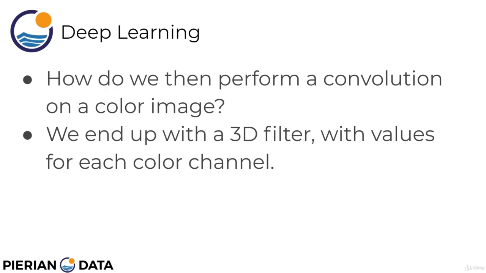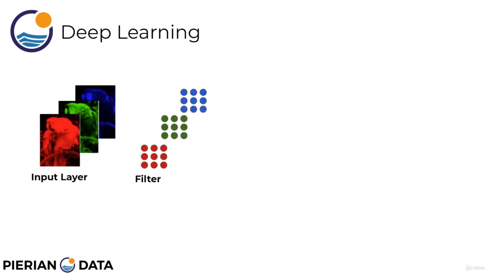Now, the question arises: we just saw how to perform a convolution on a 1-dimensional array, then on a 2-dimensional array. How do we perform a convolution on this color image, since it's a 3-dimensional tensor? What we end up with is a 3-dimensional filter with values for each color channel. This filter now has 3 dimensions. We have the actual height and width of that filter, shown as 3 by 3, but then we have an instance for each of the color channels. So there's one for the red, one for the green, and one for the blue.